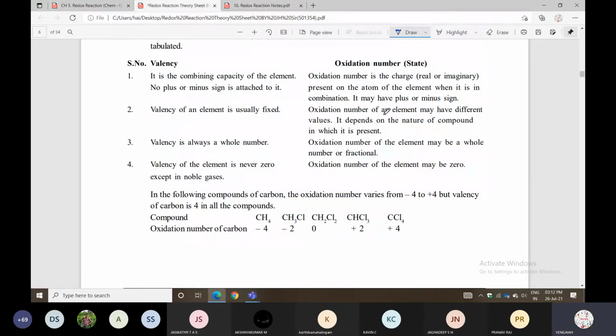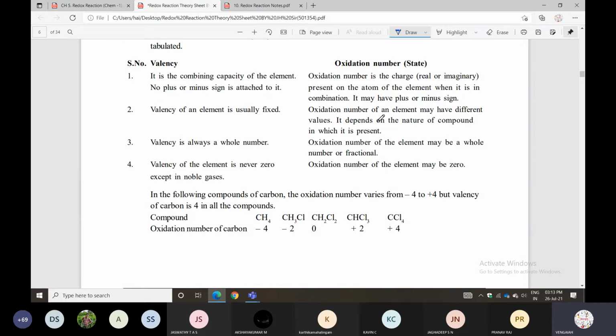Next one. The oxidation number of an element may have different values. It depends on the nature of the compound. Valency is always a whole number.